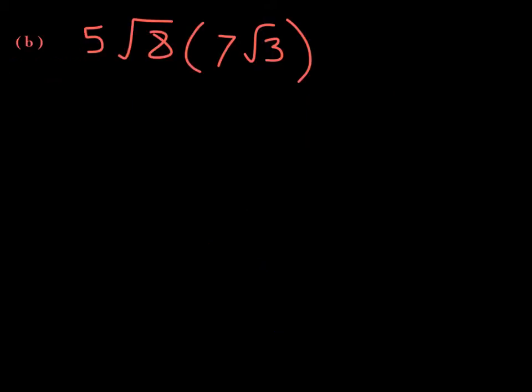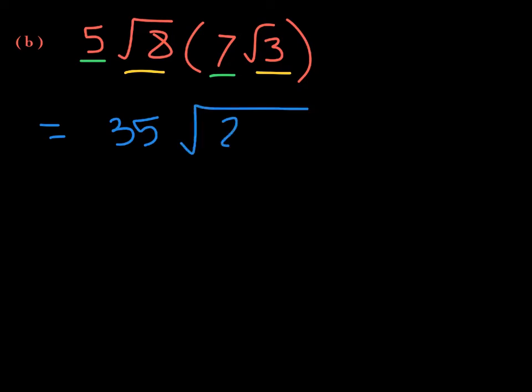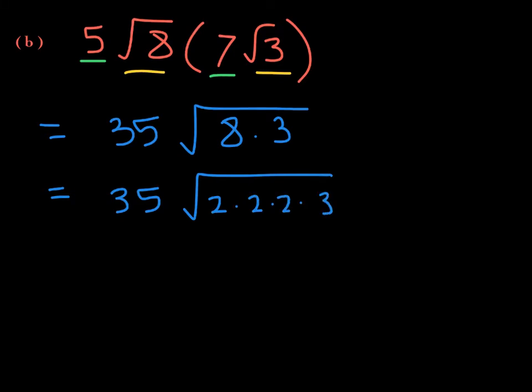For this one, which says 5 root 8 times 7 root 3, we're going to want to multiply the 5 and the 7 to give us 35. And then we're going to want to multiply the square root of 8 times the square root of 3. Okay, everybody? So then this turns out to be 35, and then we have the square root of 8 times 3. Now, I suggest we write that using prime factorization. 8 is 2 times 2 times 2, and then just bring down the 3.